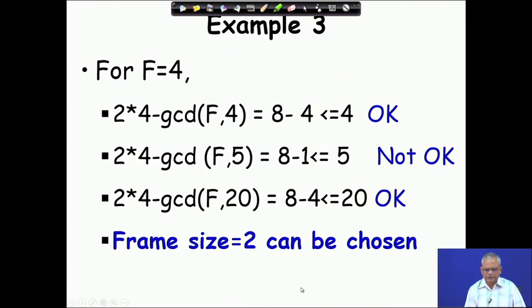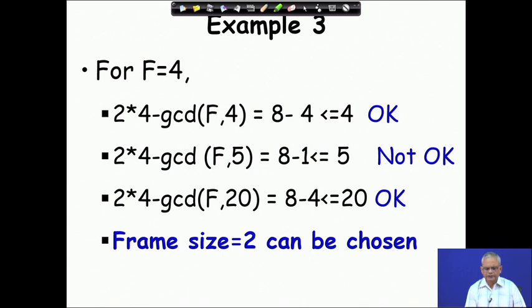Now, let us see for frame size 4. For frame size 4, we again look at the deadline constraint that there must be a clear frame between the task arrival and the deadline, and the worst case is given by the expression 2f minus GCD(f, p_i). We see here that for the second task it does not hold.